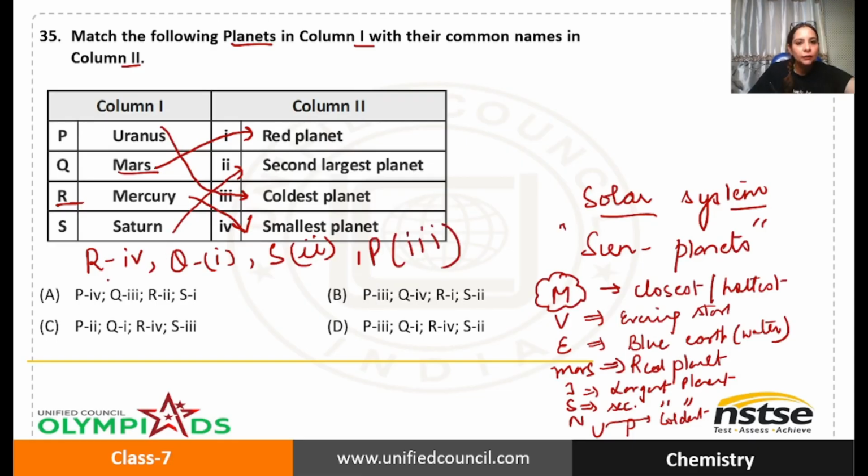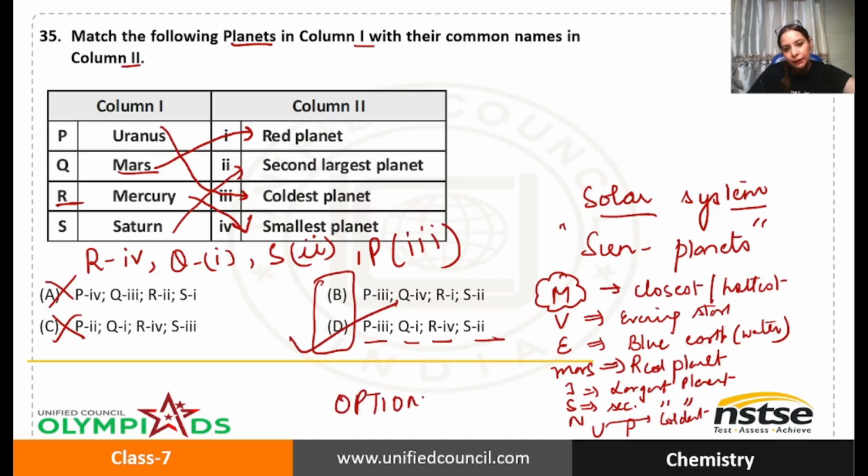Now all 4 are done. So that means the option which states P as 3, Q as 1, R as 4 and S as 2 would be the right answer. P with 3, so we have to choose between these two. So we reject A and C. So P with 3, Q with 1, R with 4 and S with 2. So the correct answer is option D. Option D is the correct answer.